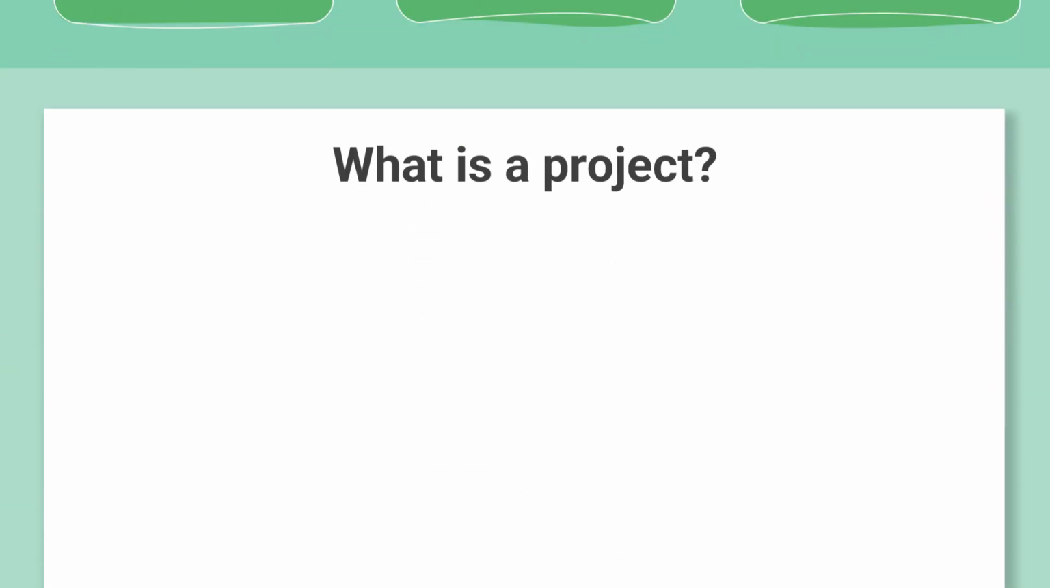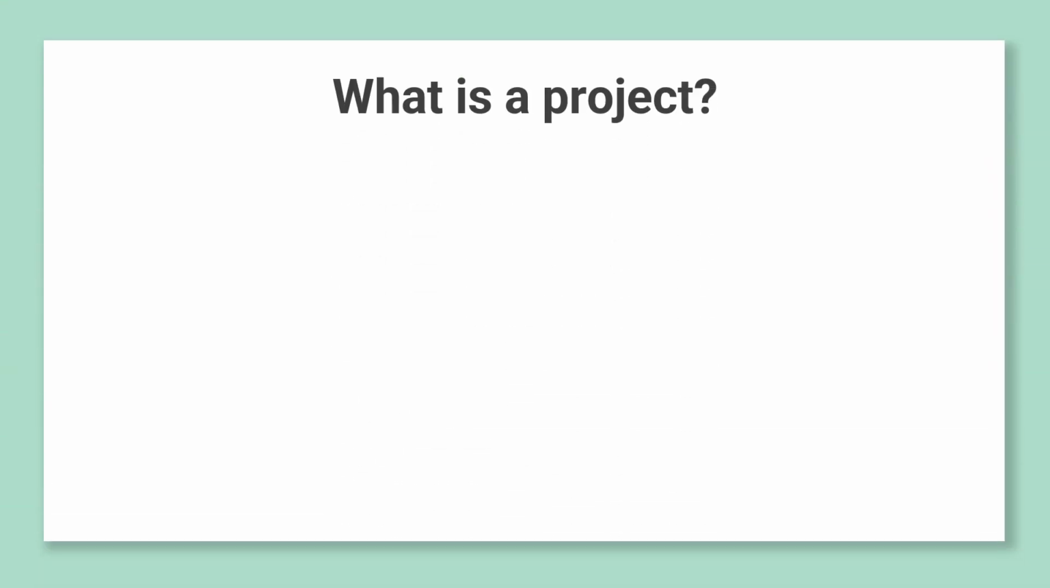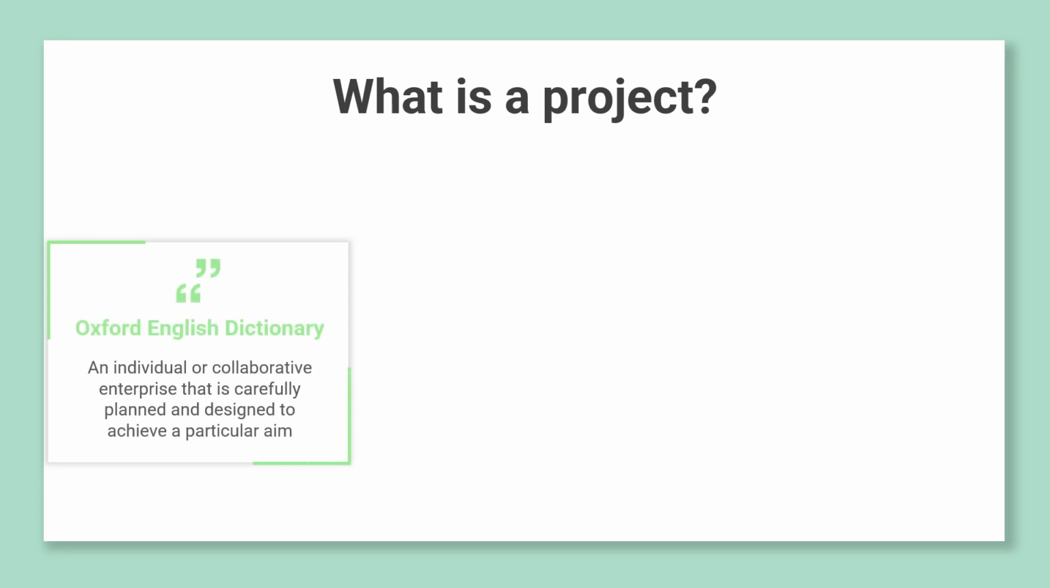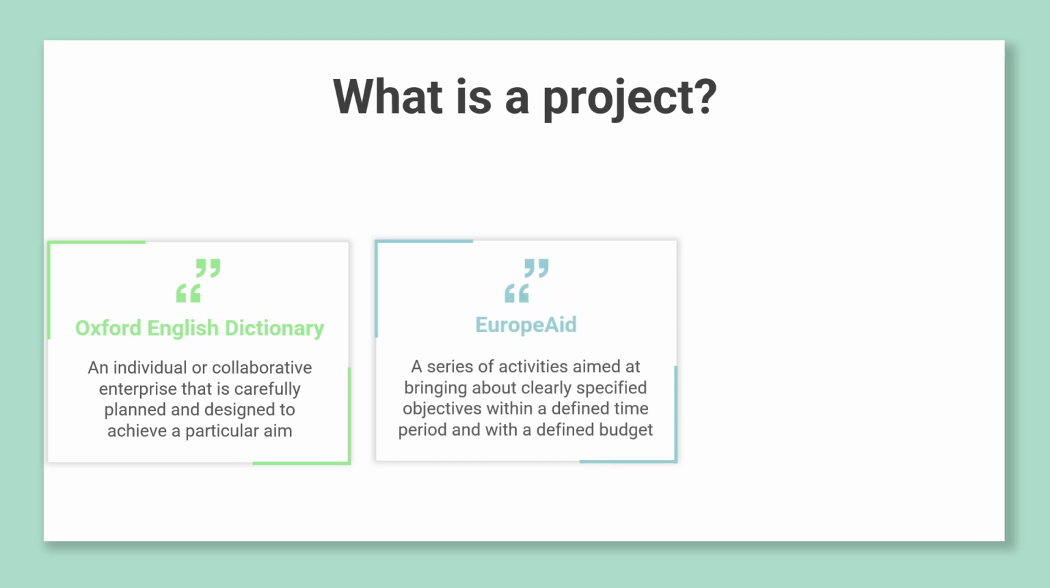A short Google search will give you a lot of different definitions of project management. The Oxford English Dictionary defines project as an individual or collaborative enterprise that is carefully planned and designed to achieve a particular aim. The Europe Aid Guide says that a project is a series of activities aimed at bringing about clearly specified objectives within a defined time period and with a defined budget.